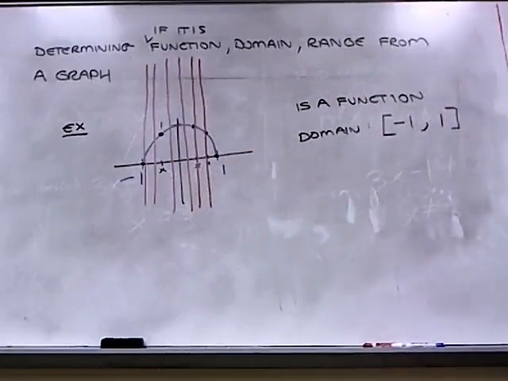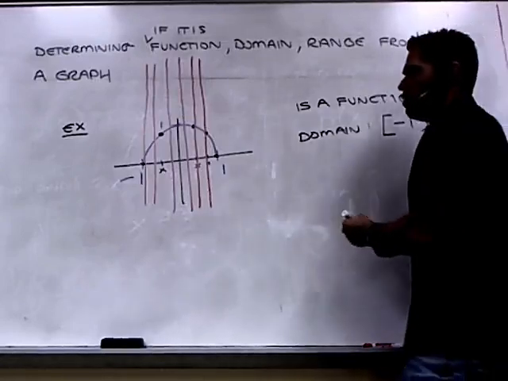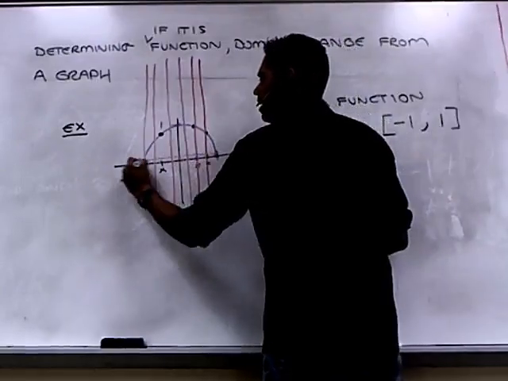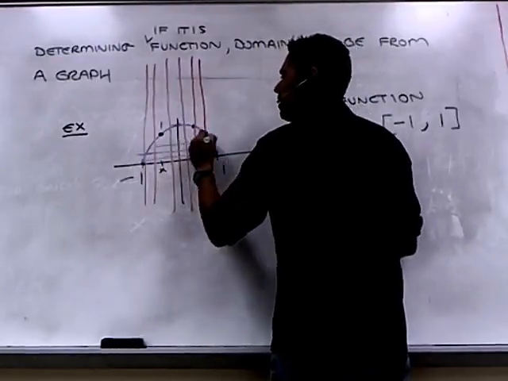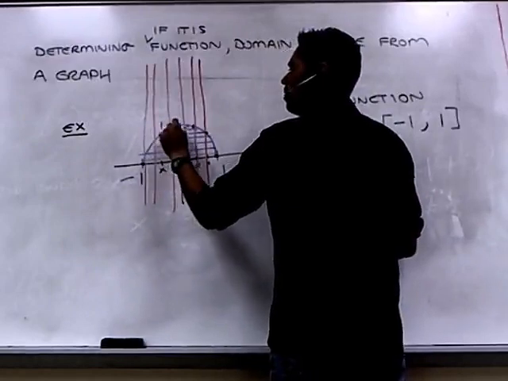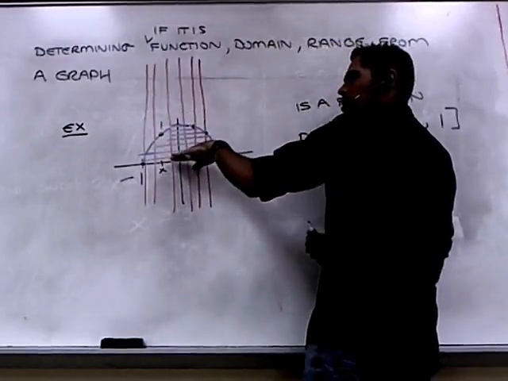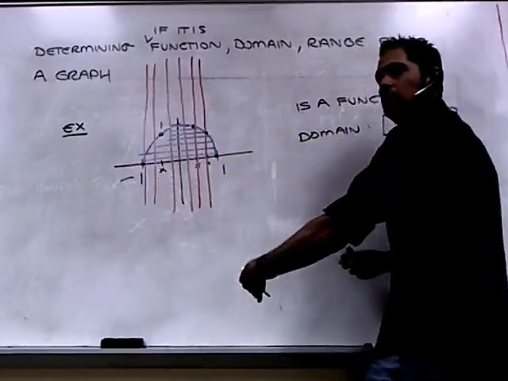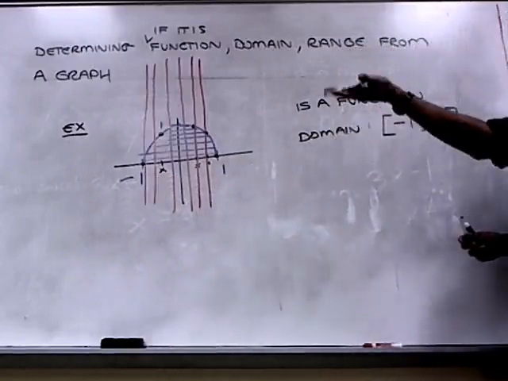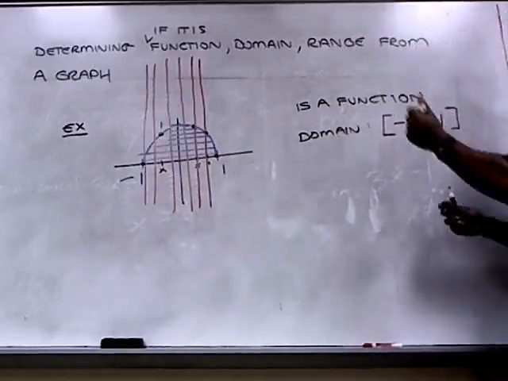How about range? Now we're talking about what comes out of this. So you want to look left and right. You want to start looking this way and talking about when you hit the graph. You hit it all the way till you get up to 1, right? But if you go below 0, there is no graph. So it only goes from 0 up to 1 for range.